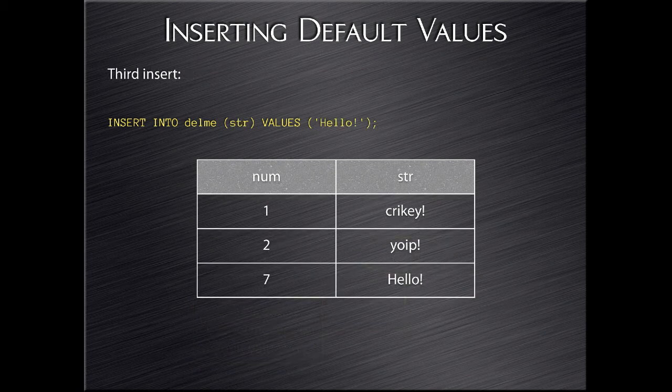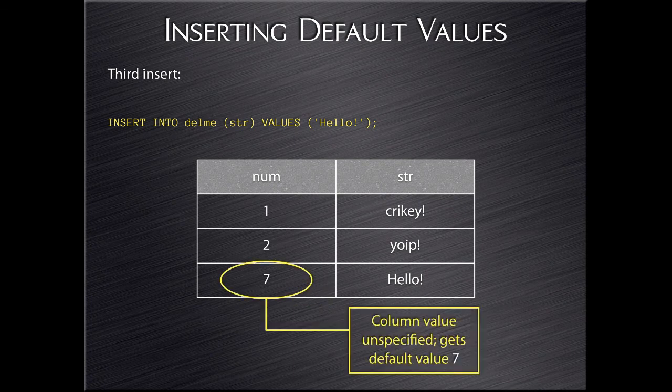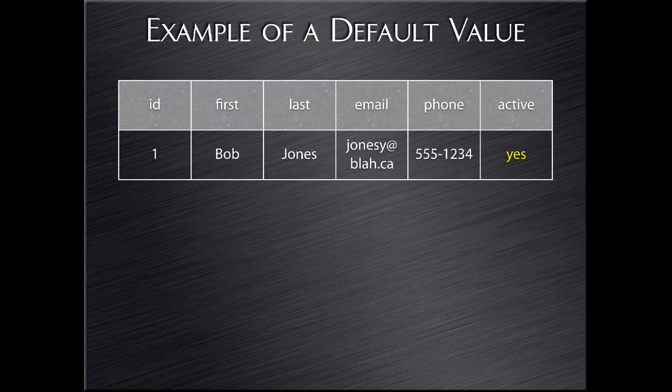Let's do a third one. If I insert into that table only the str column, I'm going to put in the value hello, but I do not have a value for the num column, so that will take the value 7 automatically. Right there. Perfect. So these are really great ways that you can define what's going to happen in a table.